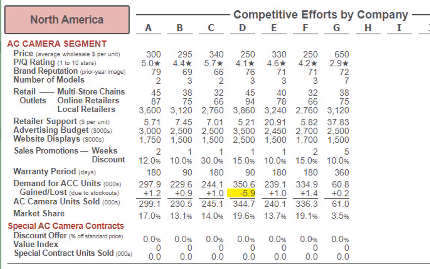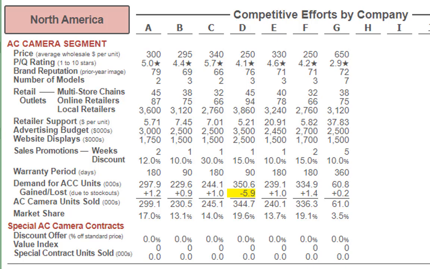I will only focus this video on North America. Of course, you should be addressing all the different regions. So if I quickly scan North America for the AC camera segment for price, the average is $345. If you notice, Company G went for a price of $650. As you can see, this makes absolutely no sense, as the next highest price is $340, so almost half.